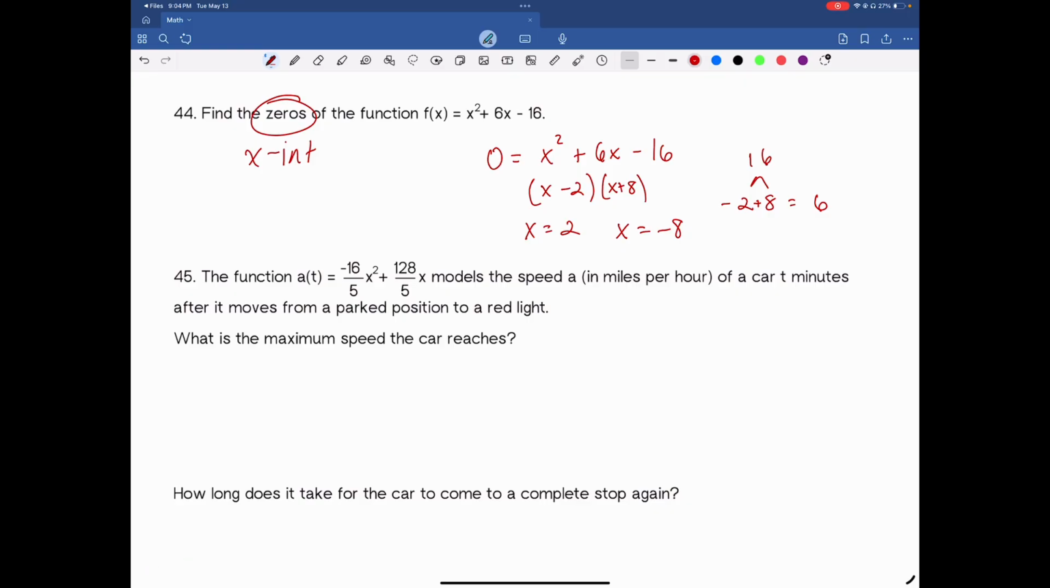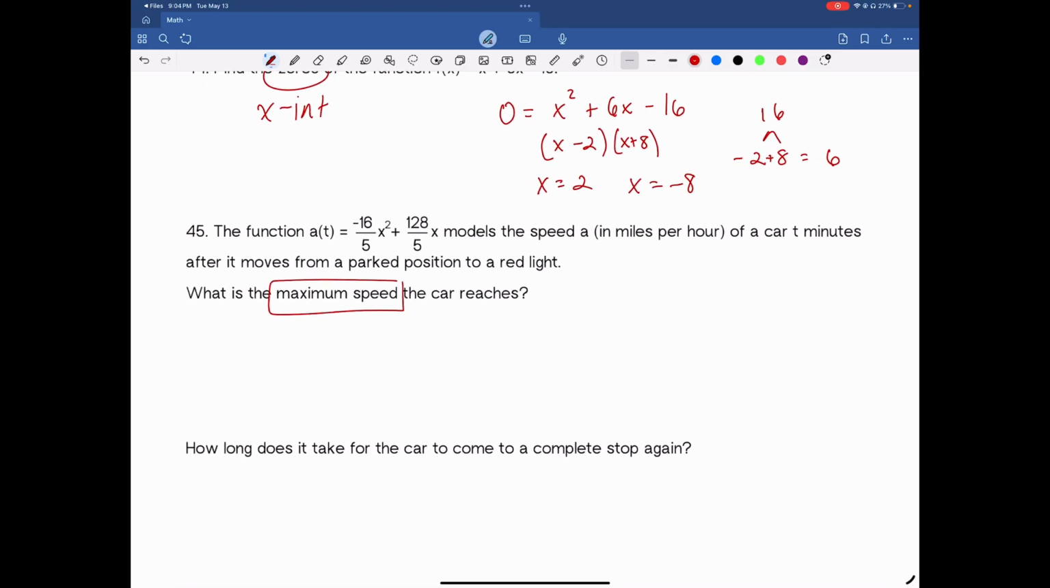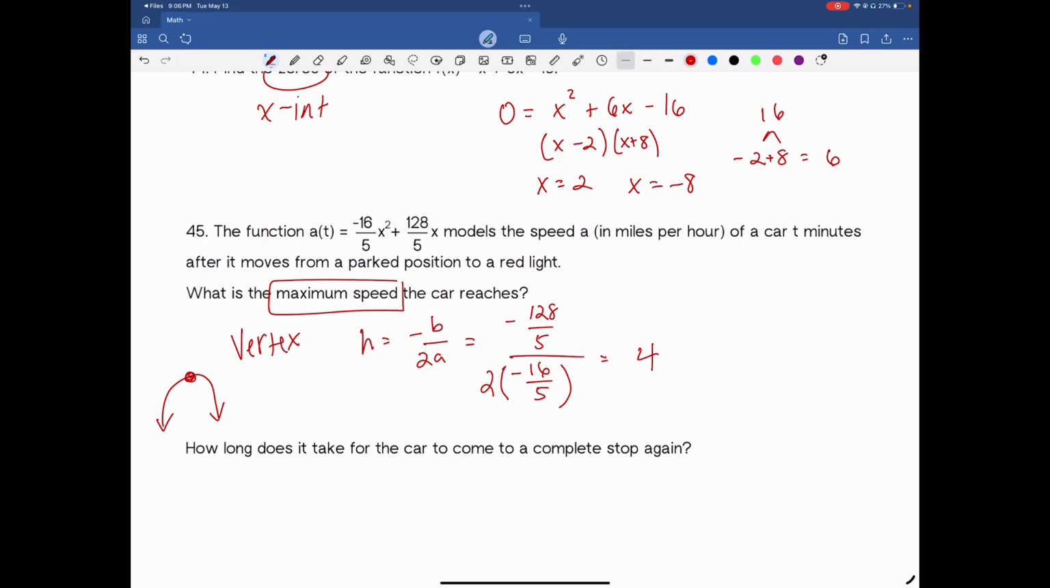Function A of t models the speed of a car 2 minutes after it moves from a park position to a red light. What is the maximum speed the car reaches? Maximum speed comes from the vertex. So this graph is going to look something like this, and so the maximum speed is going to be at the top of that, right? So we need to get h, which is negative b over 2a. In this case, that is negative 128 over 5 divided by 2 times negative 16 over 5. That gives me 4 in the calculator.